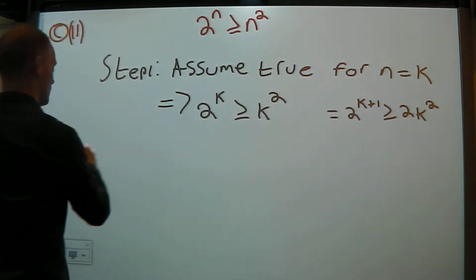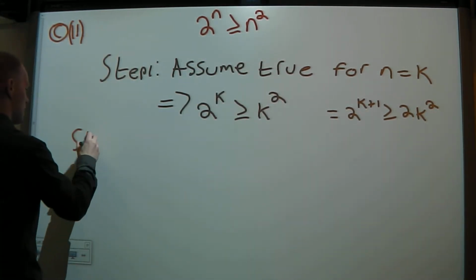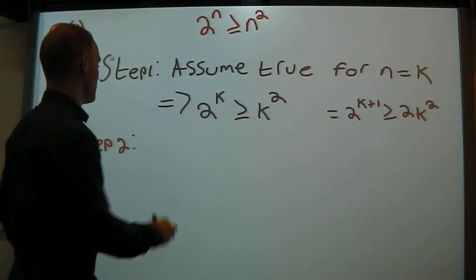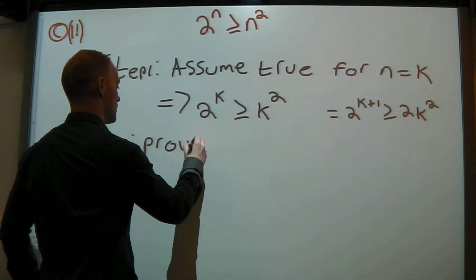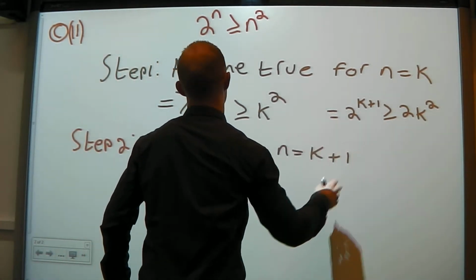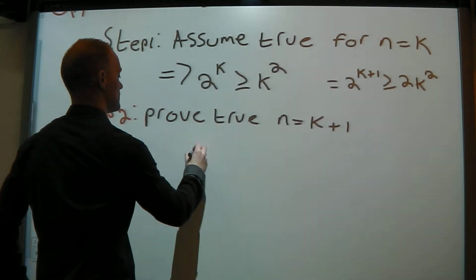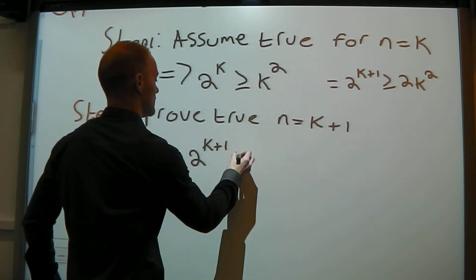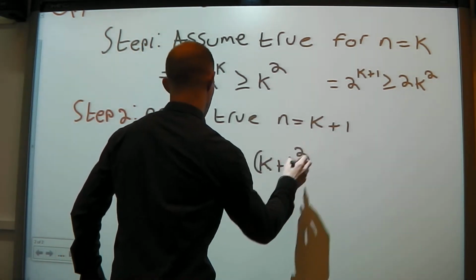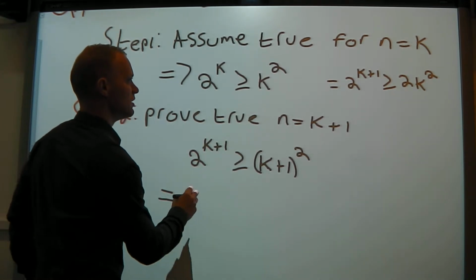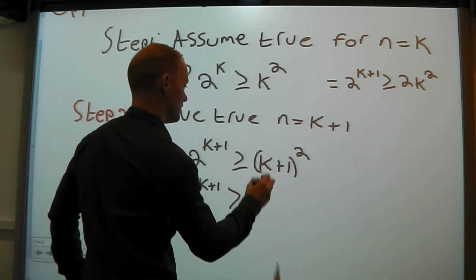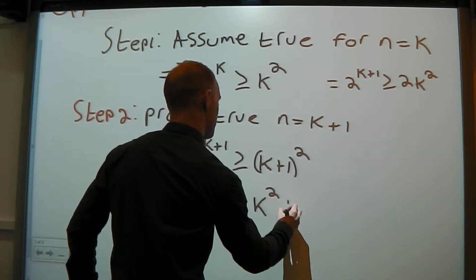Now, step 2. Prove true for n equal to k plus 1. For n equal to k plus 1, that is 2 to the power of k plus 1 is greater than or equal to (k plus 1) all squared. And that implies that 2 to the power of k plus 1 is greater than or equal to k squared plus 2k plus 1.